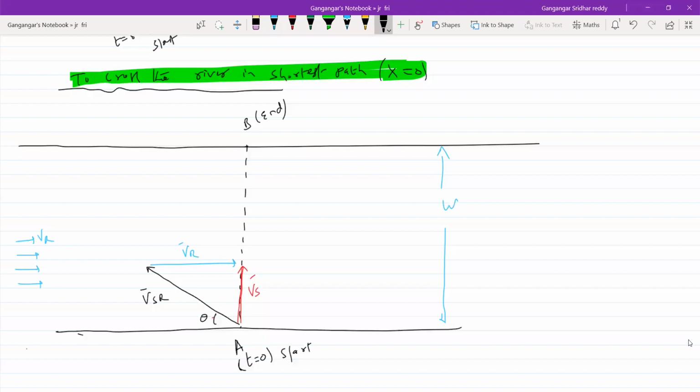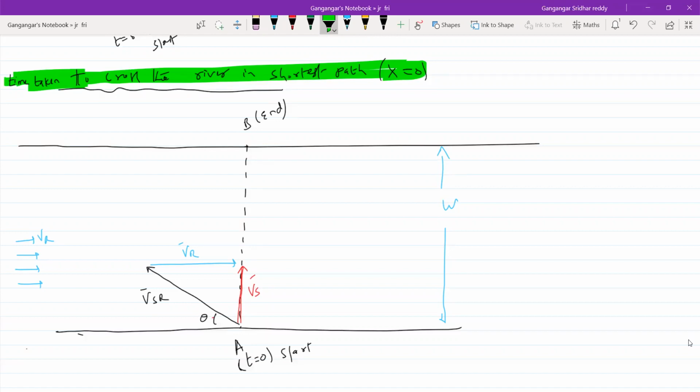So this is called a shortest path. It means you should exactly reach a point opposite on the other bank. That's the meaning of shortest path here. Now, time taken to cross the river in shortest path, how to calculate? We will determine time taken.